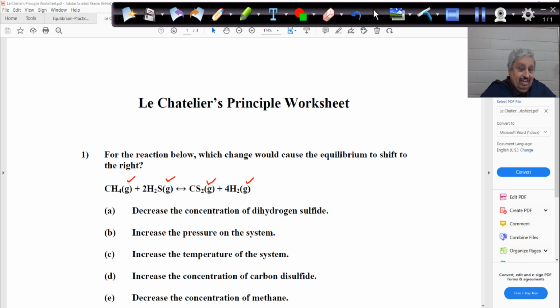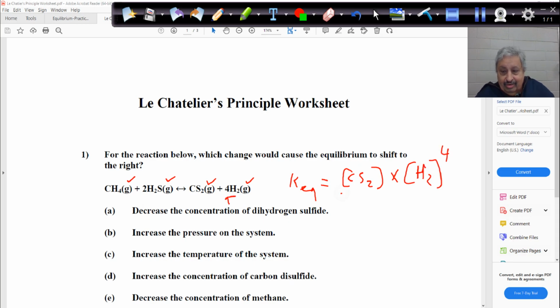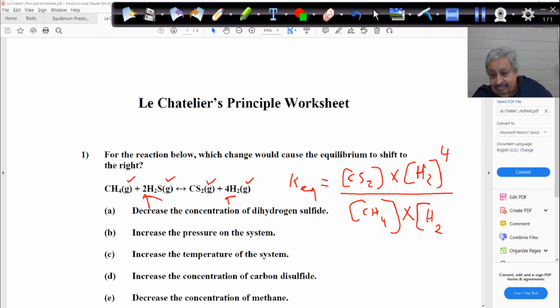So, therefore, K equilibrium will be the product, CS2 multiplied by hydrogen. Now hydrogen is what? 4, so it will be what? Okay, correct. And this is methane, CH4. And this is 2, correct? That will be H2S raised to 2. So this is not asked, but I would like to have it.